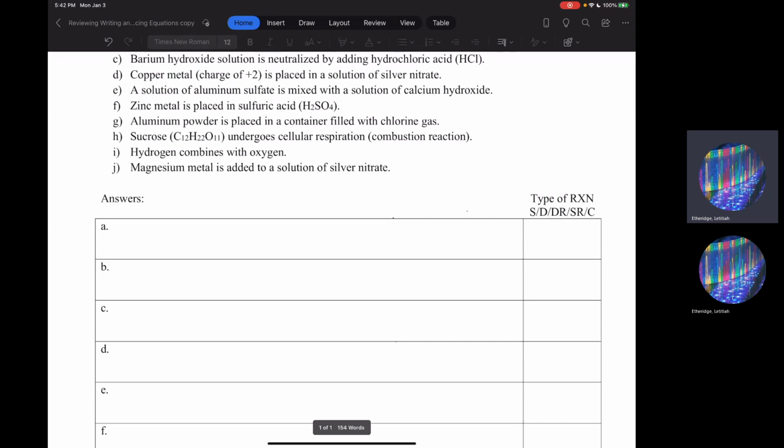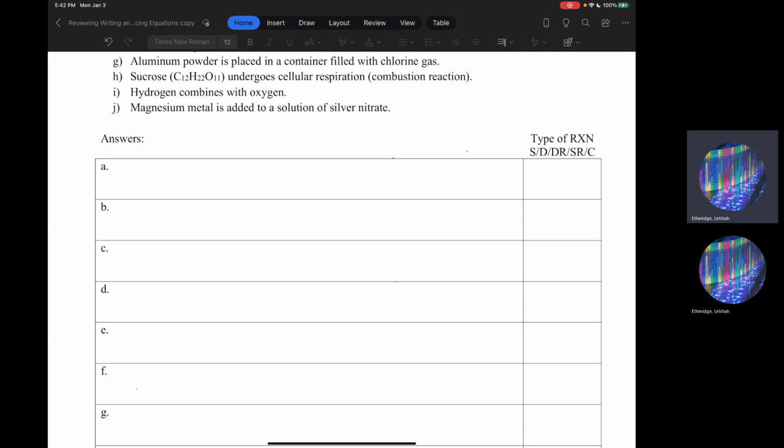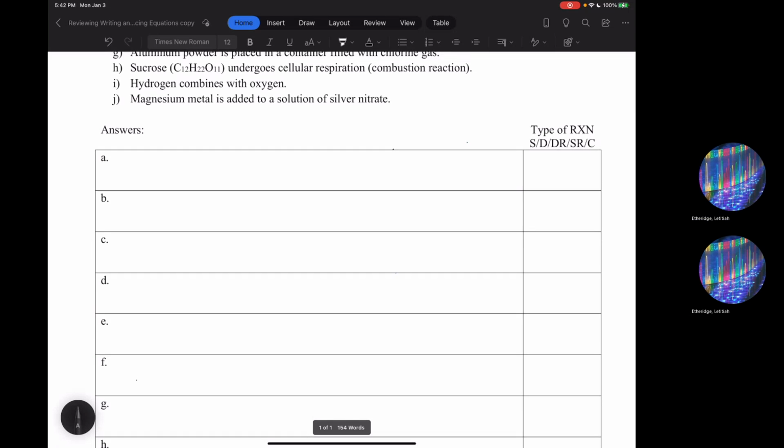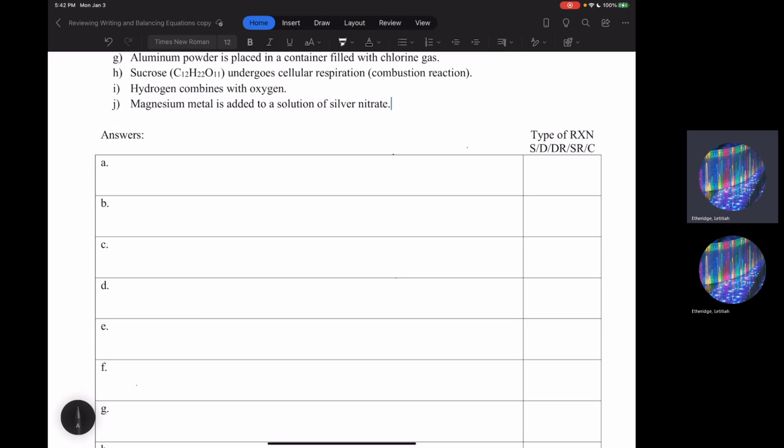All right, guys, so we're actually almost done with this worksheet. We just did F. Now we're going to do G. So we have aluminum powder is placed in a container filled with chlorine gas. All right, so let's see. I'm going to keep it up high just because G is right there on the bottom of the sheet. And let's see if we can figure out what's going on.